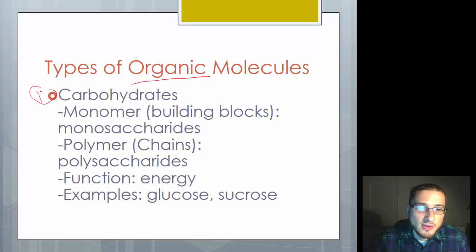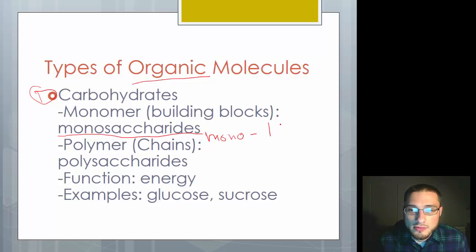This is number 1 that we're going to talk about. Carbohydrates, the building blocks are monosaccharides. Now mono means one, one sugar. A long chain of these monosaccharides is going to be called a polysaccharide. Main function, energy.